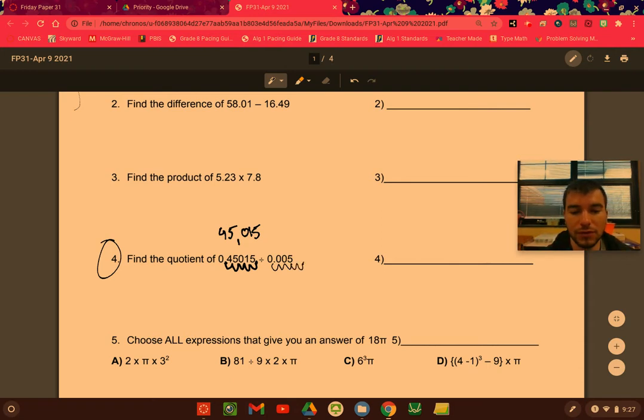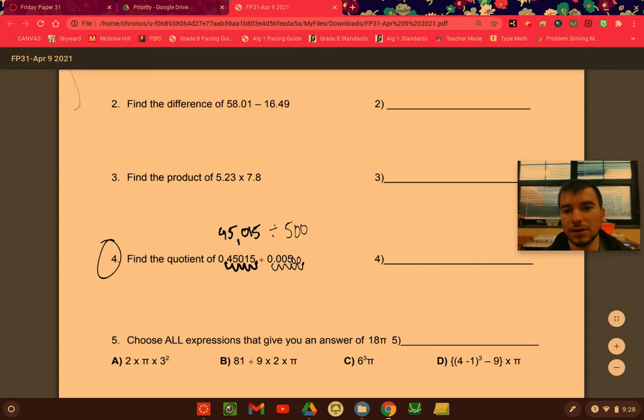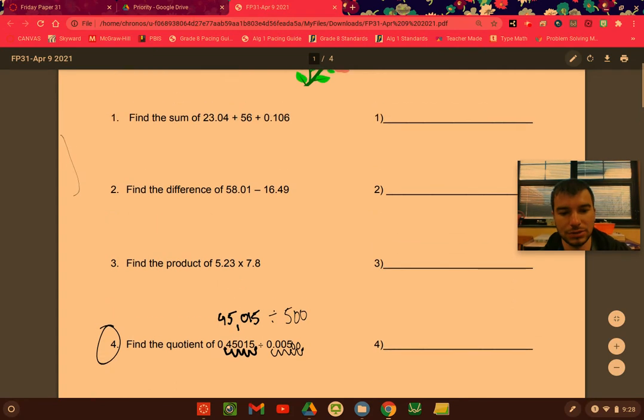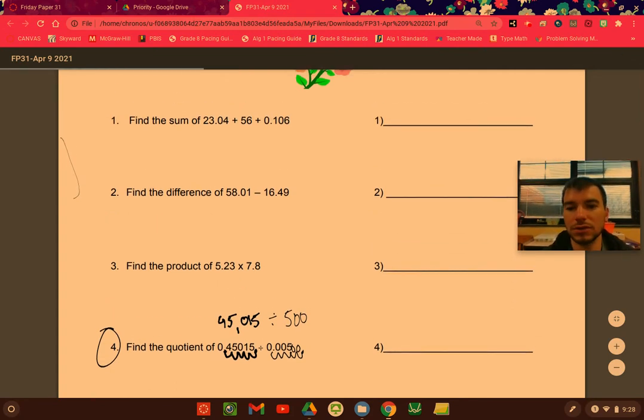So this is where I get. Now I have to fill in my empty spots with zeros. So our new problem after doing this is 45,015 divided by 500. Remember, when we do this, we put the first number underneath the division bar. I'm going to slide up a little bit so I have a lot of room to do this.